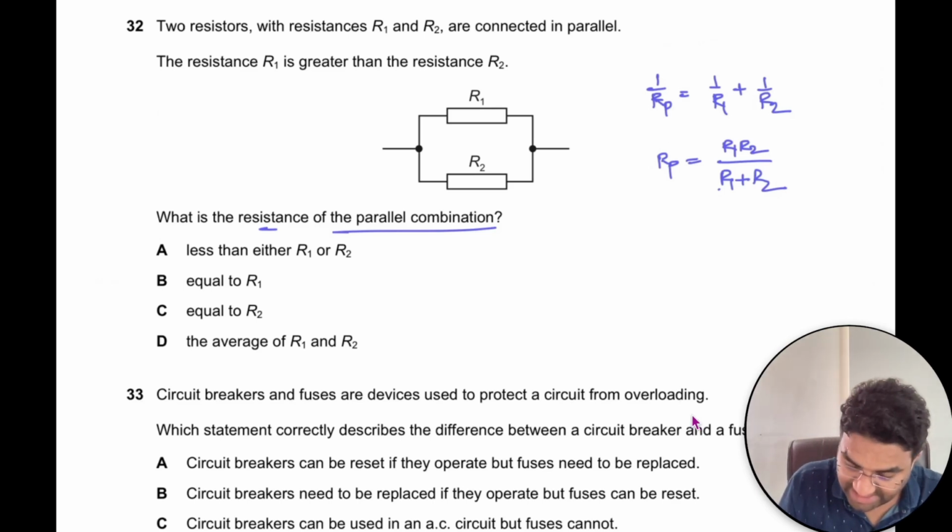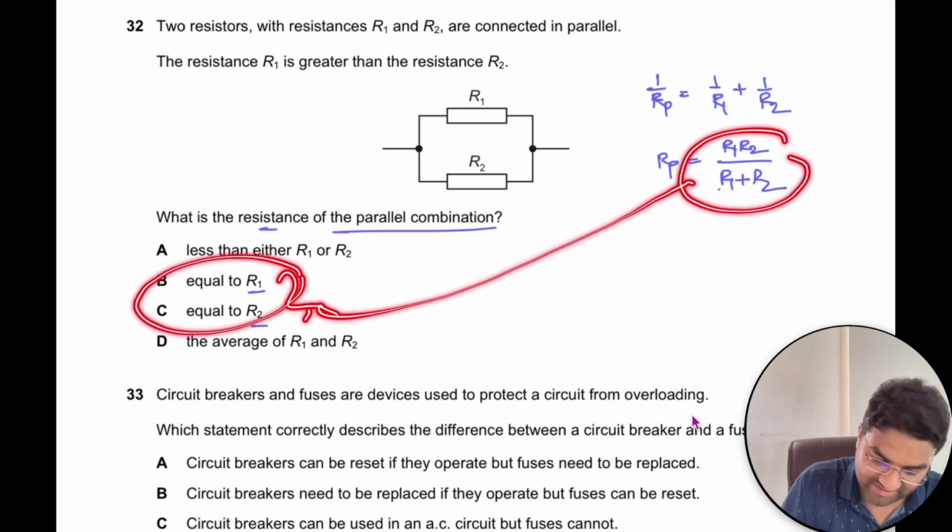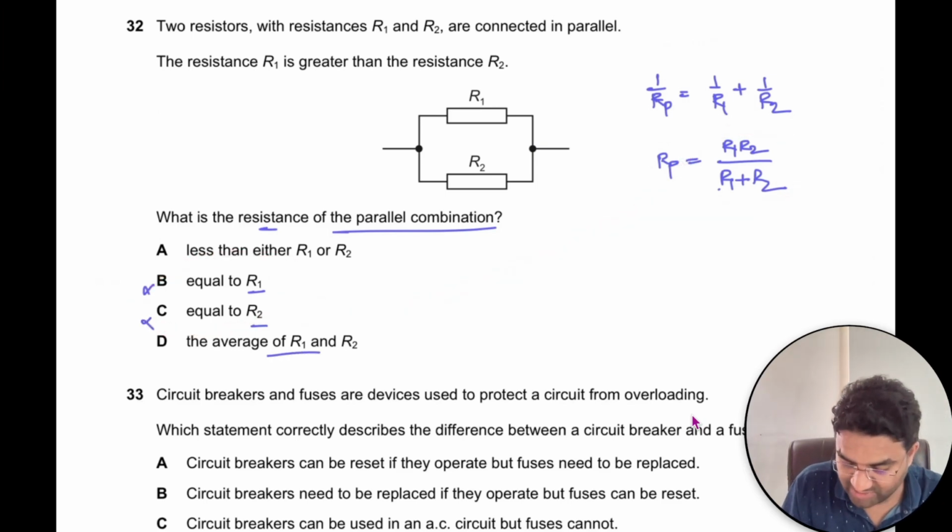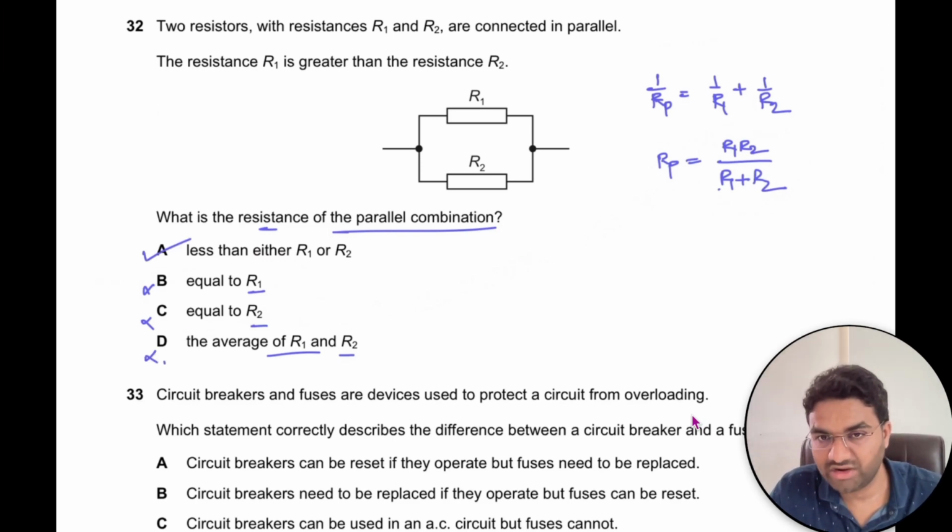So the options are: less than either R1 or R2, equal to R1, and equal to R2. This depends upon both the resistances, right? These two statements don't make sense here. Then average of R1 and R2? No, this one is also not correct. It is less than either R1 or R2. Keep this one in mind. And in case of series, the resultant resistance is equal to the sum of the individual resistances. In case of series, the resultant resistance is greater than each and every individual resistance. That's the statement. Fine, you have to remember.